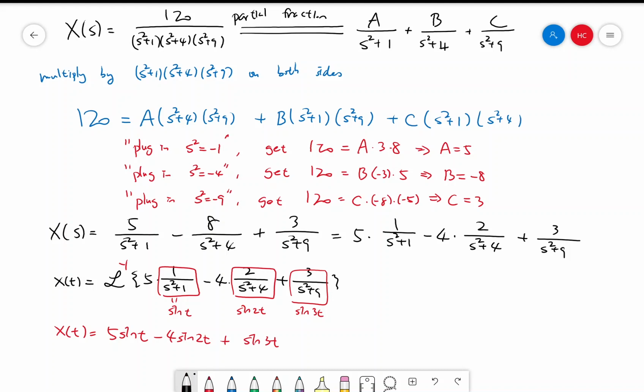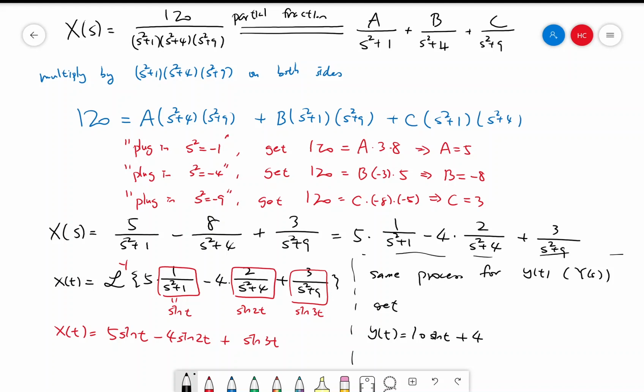And we have to do all these procedures for y. We're not going to run through this again. Same process for y. We get y of t equal to 10 times sine t plus 4 times sine 2t minus 6 times sine 3t. Alright, so this is how you solve a system of differential equations using Laplace transforms.